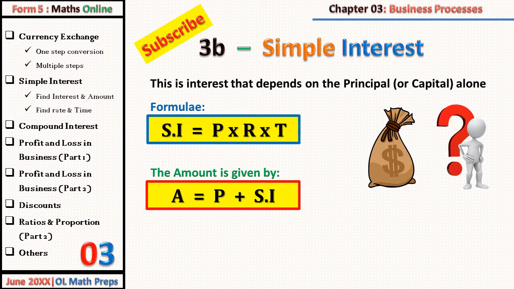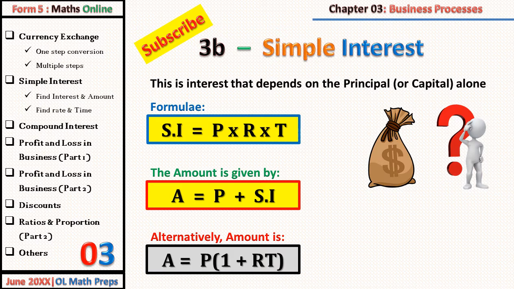From here you can obtain the principal or the rate or the time by doing simple transformations, transposition of formulae. Alternatively, you can get the amount directly if given the rate, the time, and the principal by using the formula amount equals principal into 1 plus rate times time. Let's take some examples.